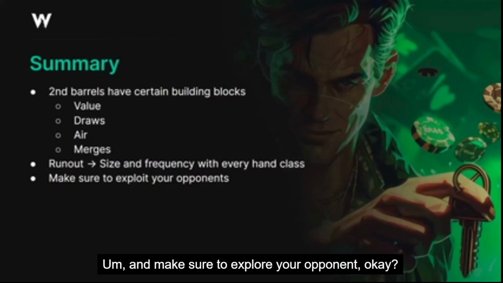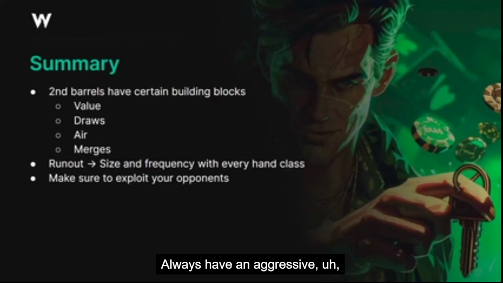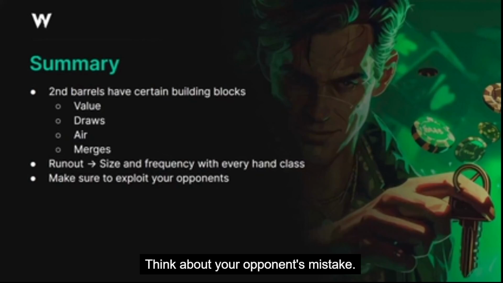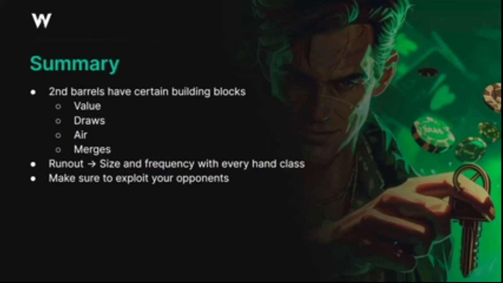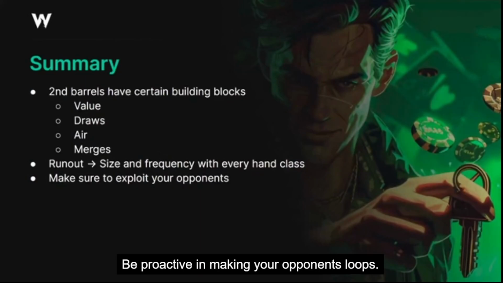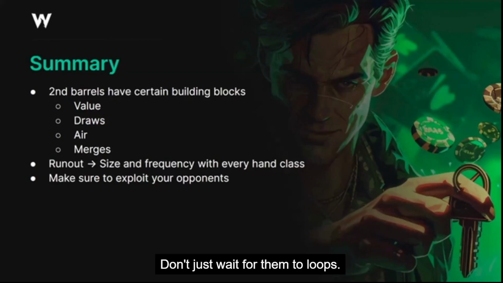And make sure to exploit your opponent. Okay, always have an aggressive, not necessarily aggressive in the sense of I play aggressively, raise and bet a lot. That's not really smart aggression. When I mean aggressive, I mean like an aggressive psychology. Think about your opponent's mistakes. Try to capitalize on them. Don't just wait for them to make mistakes. Right? I guess a better word would be proactive. Be proactive in making your opponents lose. Don't just wait for them to lose.